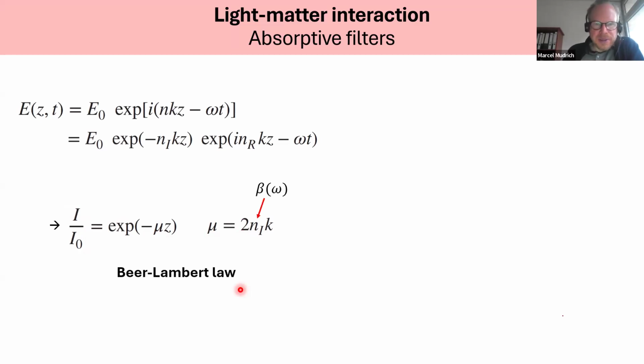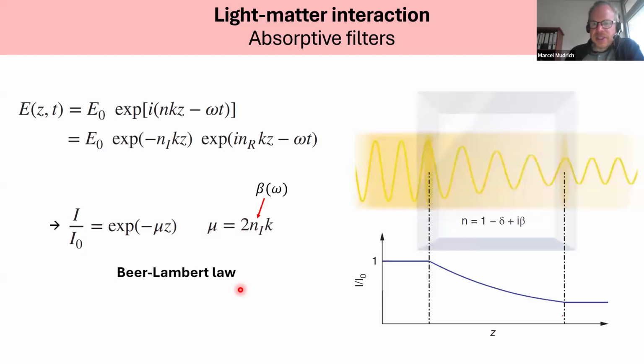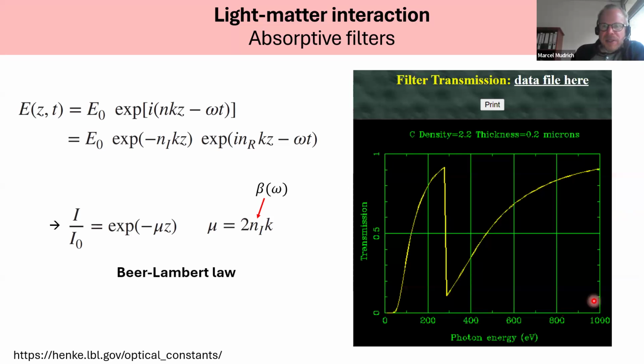In the other nomenclature, this was the beta coefficient, telling us that when a wave penetrates into a medium that also has this imaginary component of the refractive index, then the intensity gets exponentially damped. And that leads us to looking at transmission of media. And again, transmission of media.